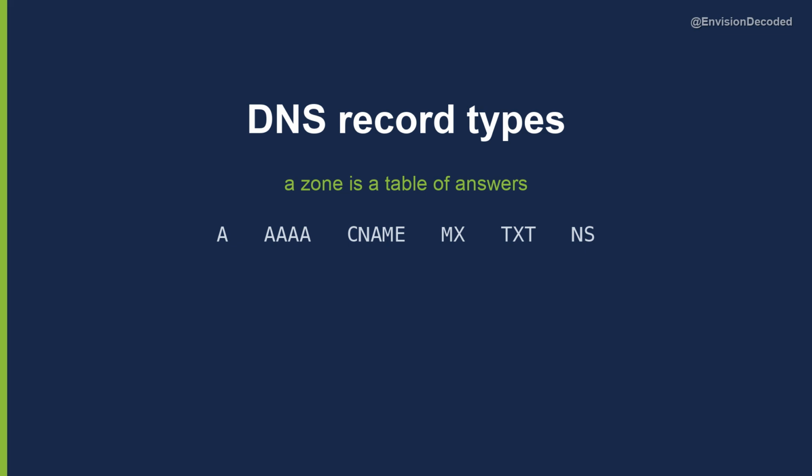Back in episode 4, DNS answered one question. What is the IP address for this name? But open a real DNS zone and you will find a whole family of record types. A, Quad A, CNAME, MX, TXT, NS. Each answers a different question about a domain. Learn 6 of them and DNS stops being a black box.